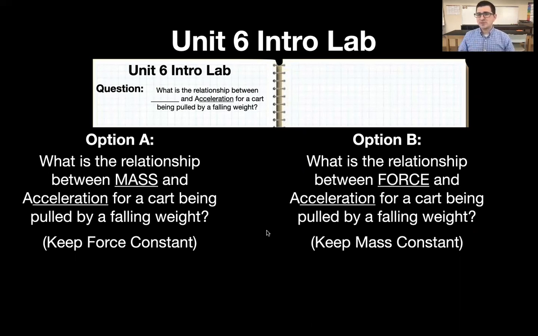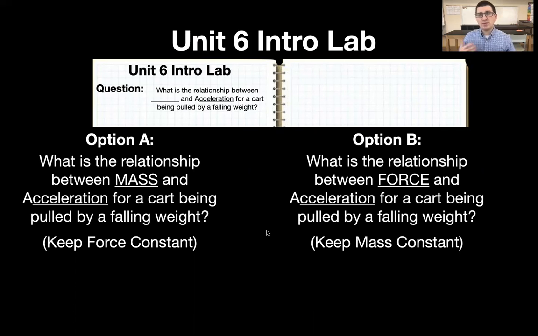And then for option B, some of the people are going to be doing a slightly different experiment. They're going to be changing the force to investigate what is the relationship between force and acceleration for a cart being pulled by a falling weight. And they are going to keep their mass constant. It's going to be interesting because the different groups are going to have different results. We're going to be able to compare how those two results are different and the interesting things that happen because they are different.